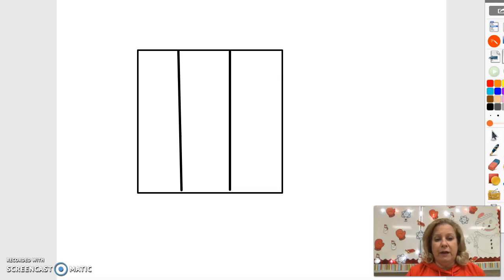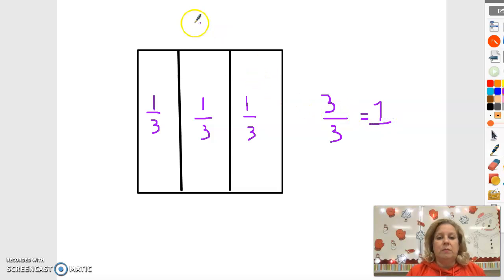All right, so here we have a square and it is divided into thirds. So this first third is 1/3. Then we have another third. And then we have another third. So 1/3 plus 1/3 plus 1/3 equals 3/3. So if this whole square was shaded in, it would equal 3/3, and 3/3 always equals 1, because you have one whole that would be shaded in.